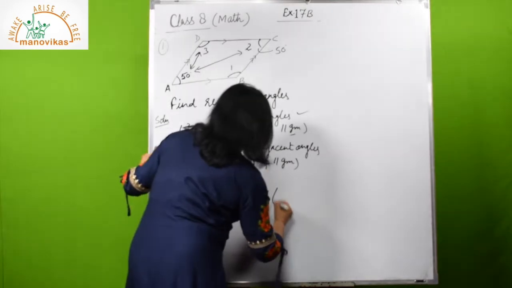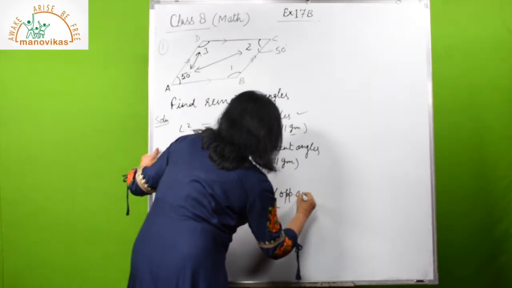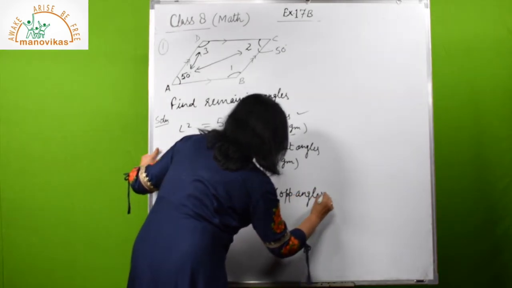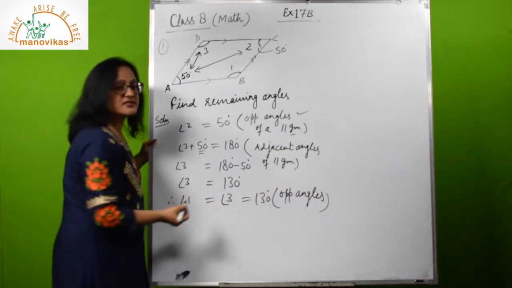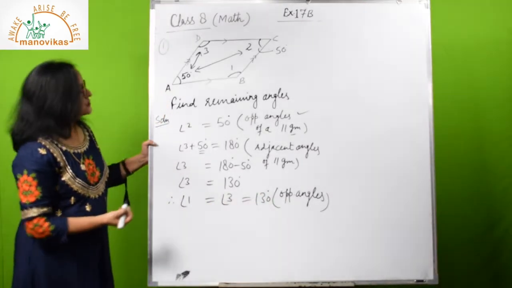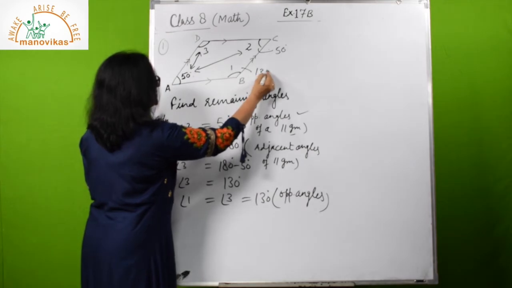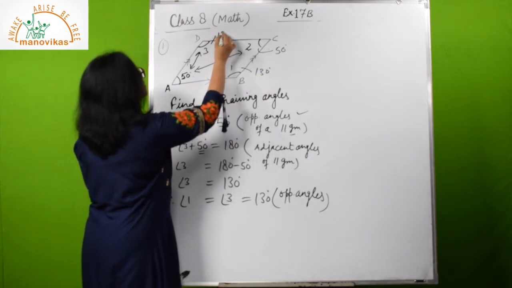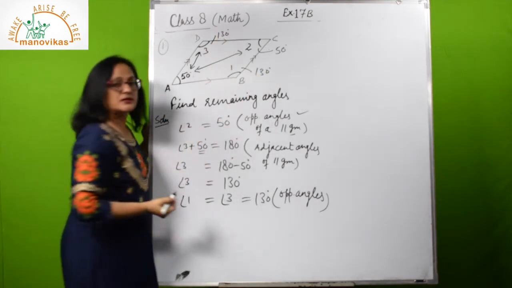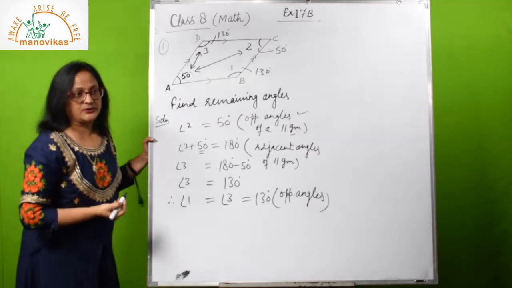What is the reason? Opposite angles. In the beginning we have mentioned here, and here also you will mention angle 1 is equal to angle 3. Why? Because they are opposite angles. So this way we have found all the angles. This is 130 and angle 3 is also 130 degree. So this way we have found all the angles of the given parallelogram.